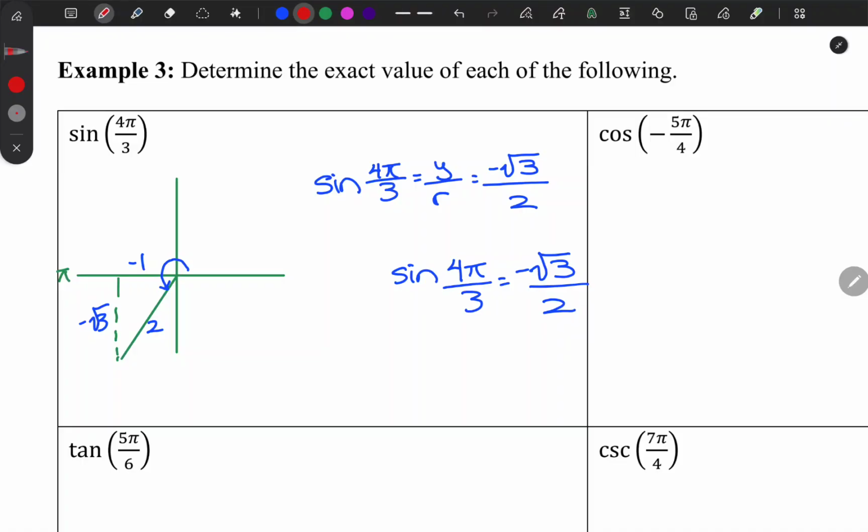If we do a quick sign check, we are in quadrant 3 where we would expect sine to be negative, and that is indeed the case because our y value is negative. That's pretty much all we have to do. Let's look at a few more examples of this and see how they go. If you're feeling pretty confident, you could pause and try them yourself and then come ahead and check the answers.